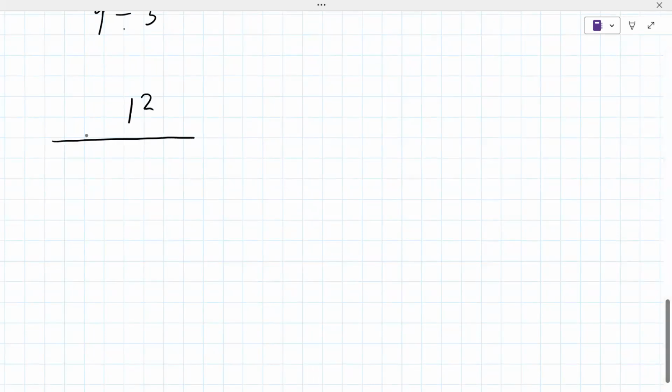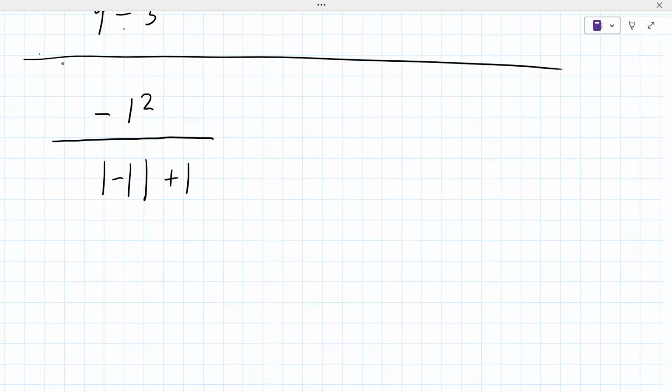12 divided by negative 12 divided by the absolute value of -1 plus 1. Maybe that's too much because you can't see that. All right, let's just do that. So that's -12 over the absolute value of -1 plus 1. Be -11.